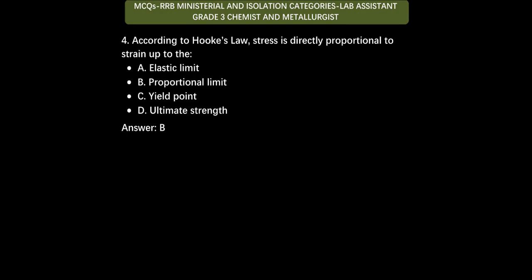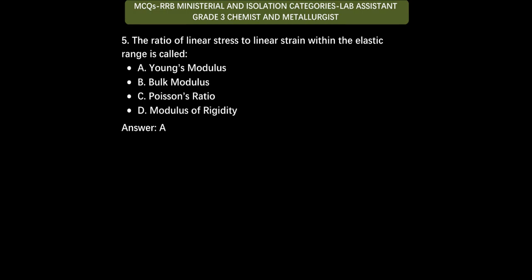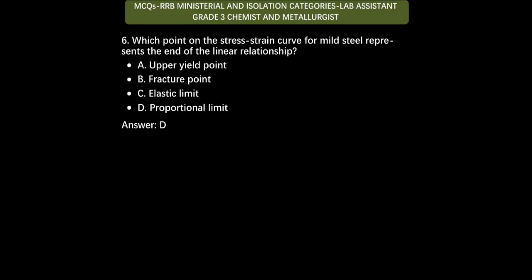According to Hooke's law, stress is directly proportional to strain up to the option B, proportional limit. The ratio of linear stress to the linear strain within the elastic range is called option A, Young modulus. Which point on the stress strain curve for mild steel represents the end of the linear relationship? Option D, proportional limit.